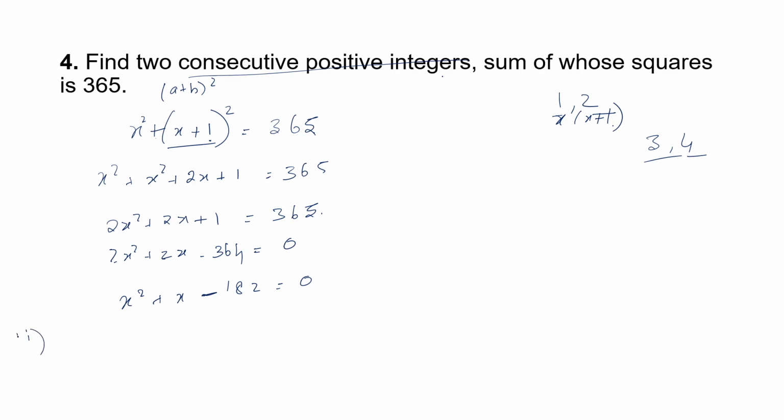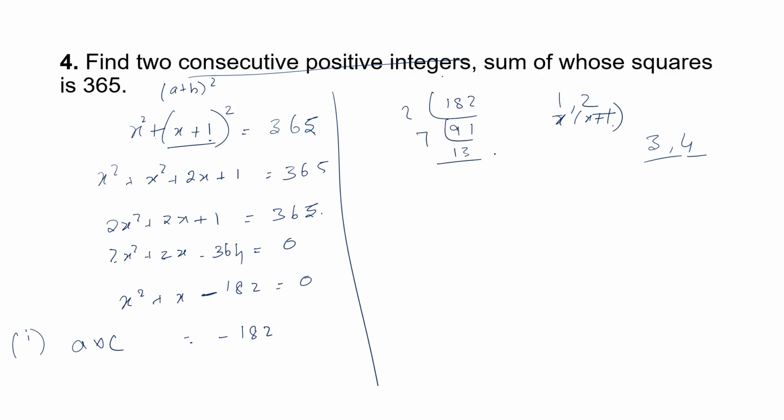So now coming to our step, a into c is minus 182. Factorize 182: 2, 7, 13. I have to take factors in such a way that it should get 1 as the answer. The coefficient of x is 1, so I'll take 14 and 13. One should be 14 and the other should be minus 13. Multiplying, I will get minus 182. On adding I will get 1, which is the coefficient of x. So I can split now.